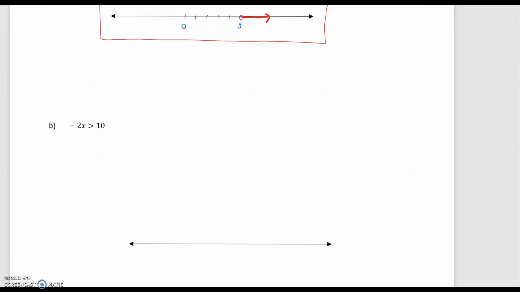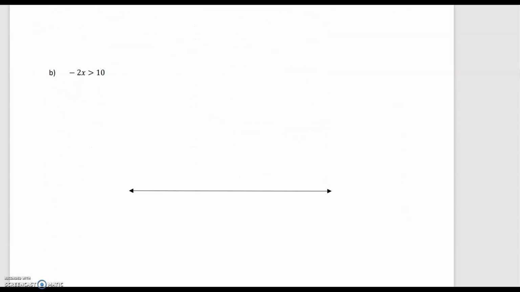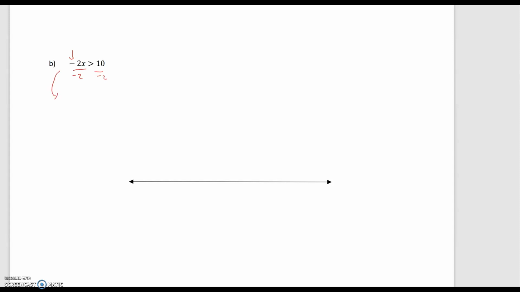Let's take a look at problem B. And same instructions, they're asking for us to solve and graph. But we do have a minor problem here. When we take care of the division of the negative 2, we're supposed to flip the sign. So notice that the inequality reads negative 2x is greater than 10. So you're going to end up with x is less than negative 5. And once again, after the division, you flip it.